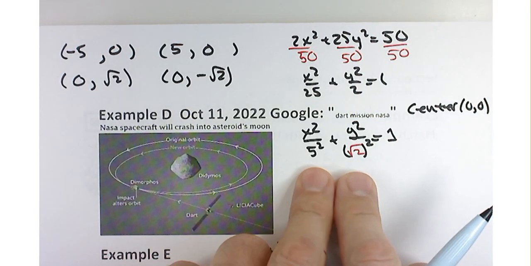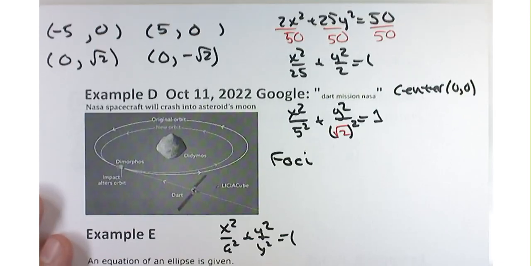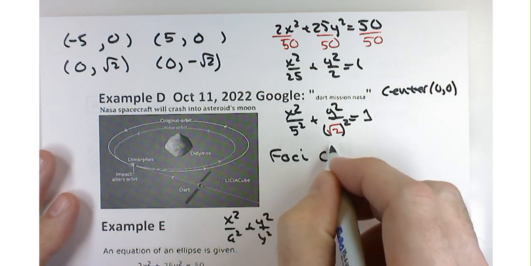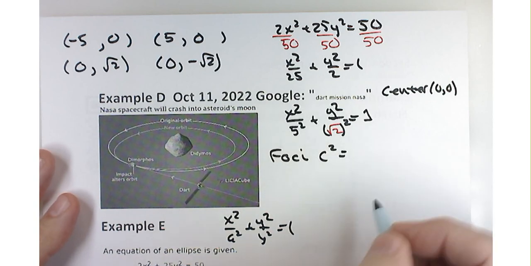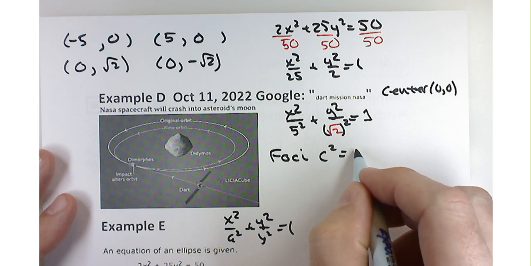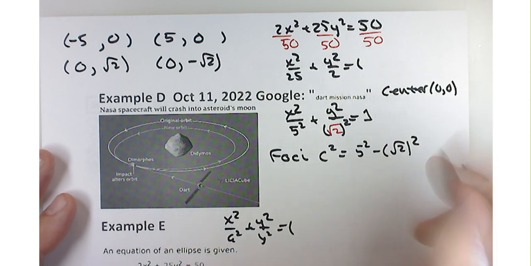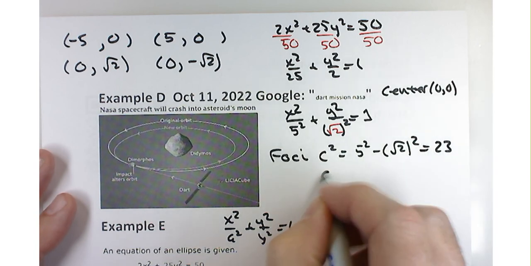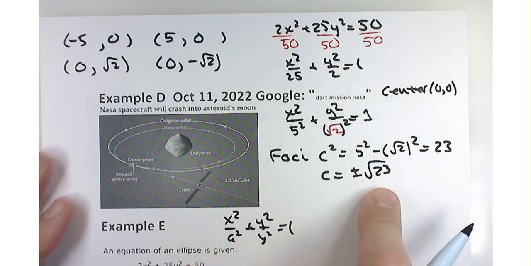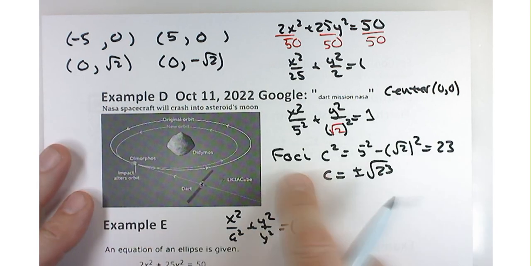Let's see about the foci. Adam, how am I going to find the foci here? What calculation am I going to put in for c squared? 25 minus 2. Yeah, so it's going to be 5 squared minus square root of 2 squared. 25 minus 2 is going to be 23, so c is going to be plus or minus square root of 23. I'm not sure you really need the plus or minus there. I do it out of habit. But I need to find my foci.